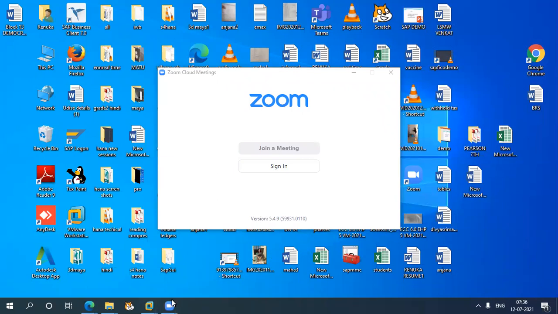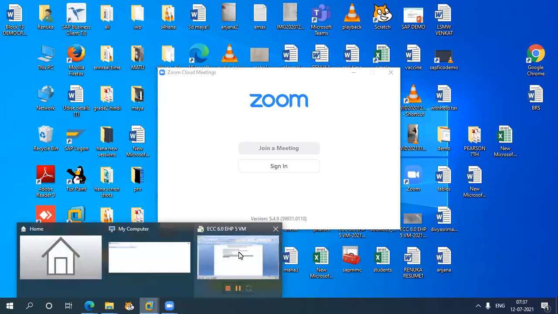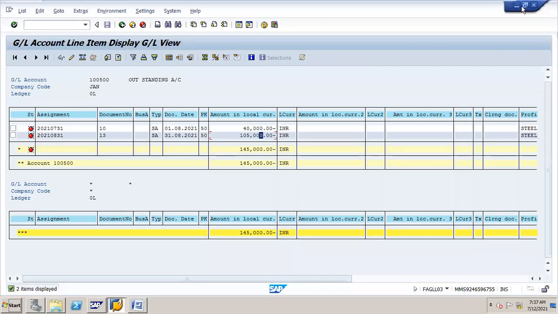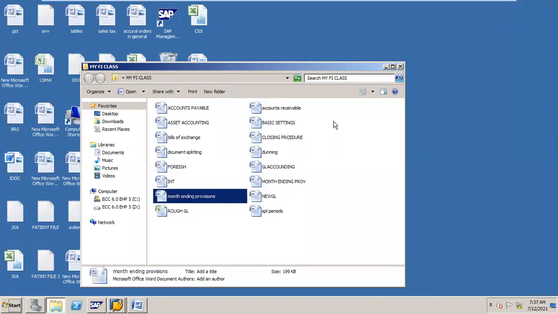Okay. So next I'm going to talk about another topic, that is the interest calculation. Normally our client will take loans from the bank, right? So when he takes the loans from the bank, he has to make the payment of interest, right? So for this purpose, SAP has given an interest calculation method.